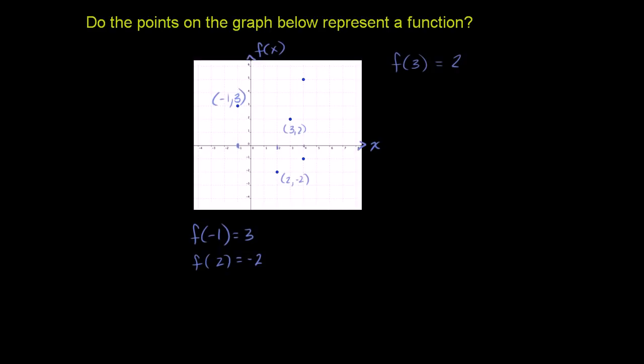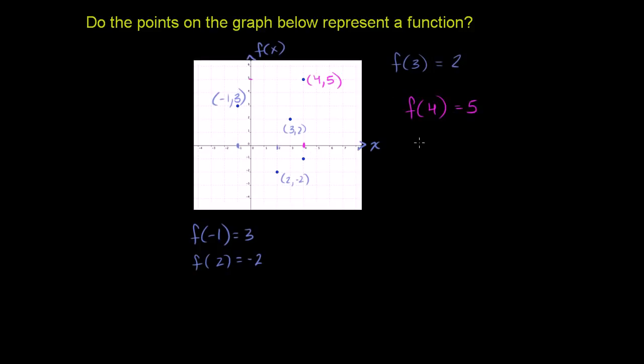Let me do this in a new color. Let me do this in magenta. So what happens if I input 4 into my function? So this is 4 right here. Well, according to these points, there's 2 points that relate to 4, that 4 can be mapped to. I could map it to the point 4, 5 up here. So that says if you give me a 4, I'll give you a 5.